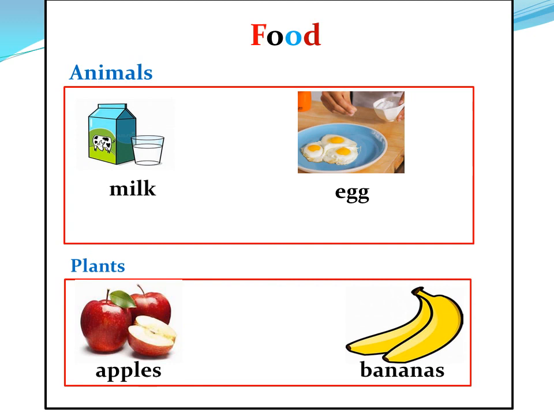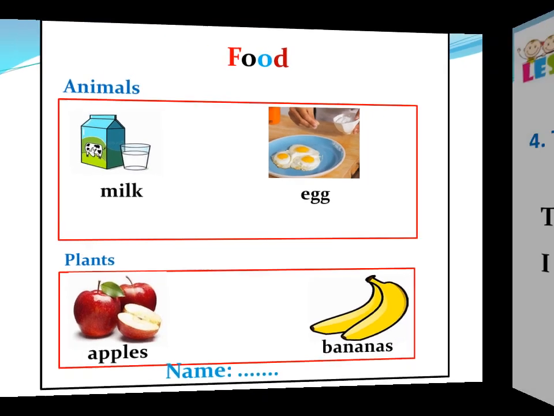So this is an example of a collage that you are going to do. You are going to draw or find pictures of foods that come from animals or foods that come from plants. Then you are going to write your names, your full names.